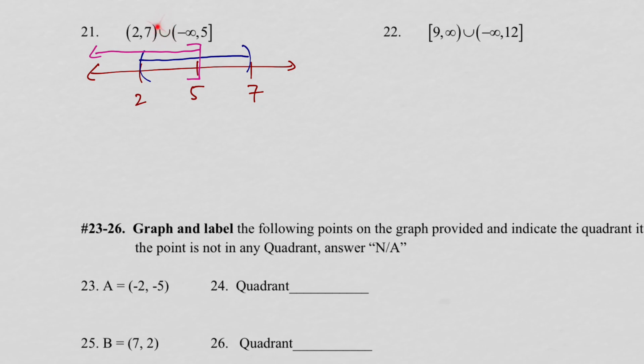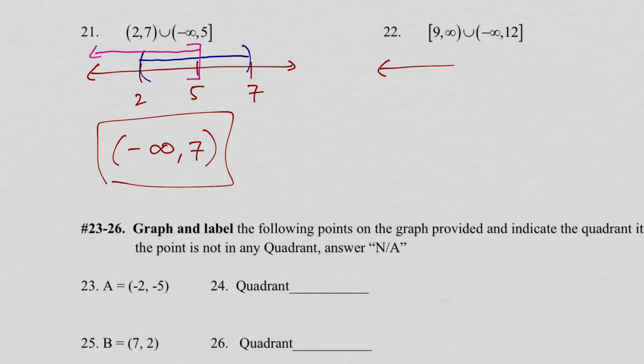This upside down U is a union, meaning not just where they overlap, but anywhere covered by either graph. So all the way from negative infinity all the way up to 7. And I'm using a parentheses here because there's a parentheses there. Infinities always get parentheses.